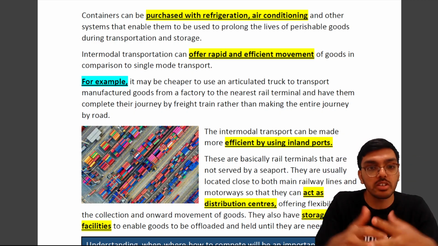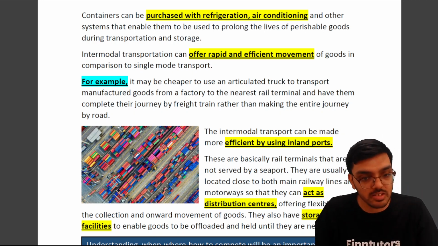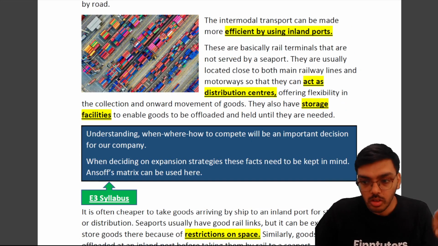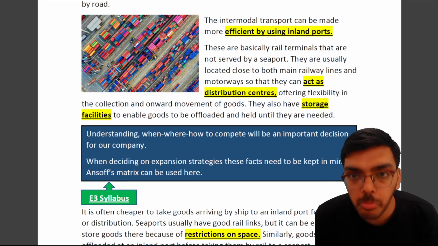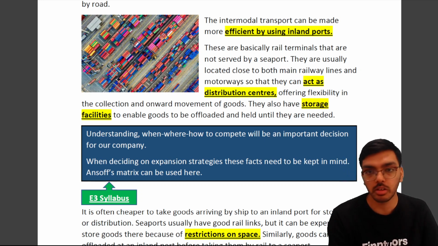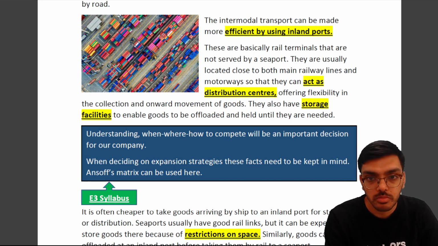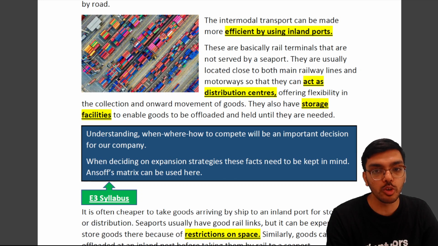So again, managing and understanding all of this happens if your business employees have experience, have market analysis ideas. Now this intermodal transport can be made more efficient by using inland ports. These are basically rail terminals that are not served by a seaport. They are usually located close to both main railway lines and motorways so that they can act as distribution centers, offering flexibility in the collection and onward movement of goods. They also have storage facilities to enable goods to be offloaded and held here until they are needed.